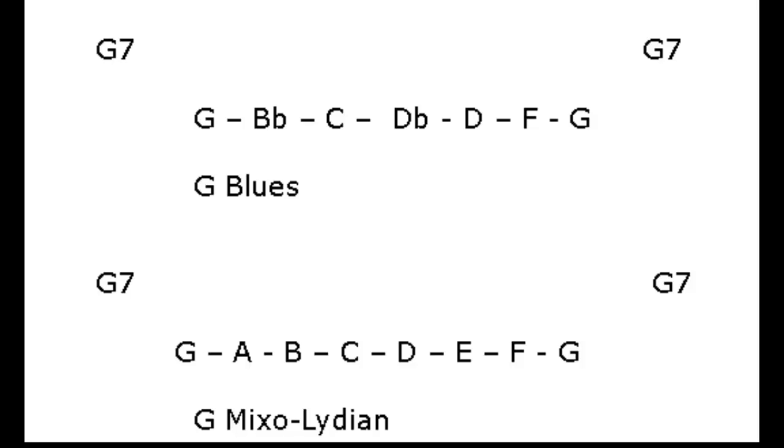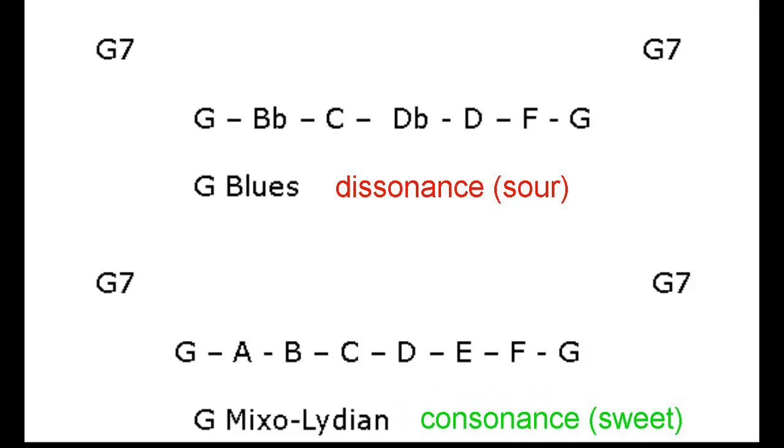Now, some of you will be familiar with both of these musical scales. I'm sure most of you will be familiar with the G blues scale. So what I want to do here is to start this video off by presenting the idea of musical contrast, the equivalent to a musical sweet and sour, if you will, with the G blues scale providing the sour and the G Mixolydian providing the contrasting sweet effect.